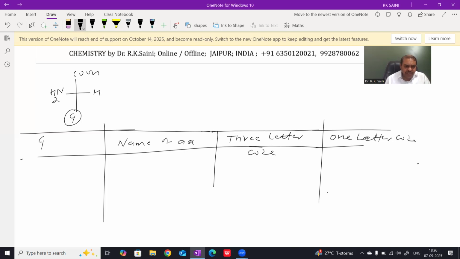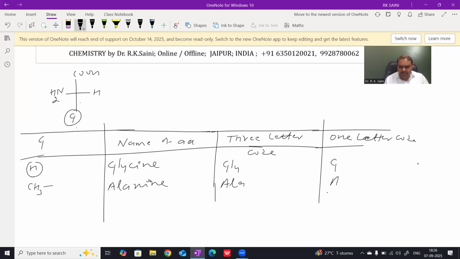For example, if G is H, the name of the amino acid is glycine, and its three letter code is GLY and its one letter code is capital G. If G is a methyl group, then the amino acid is known as alanine. The three letter code is ALA and the single letter code is A.